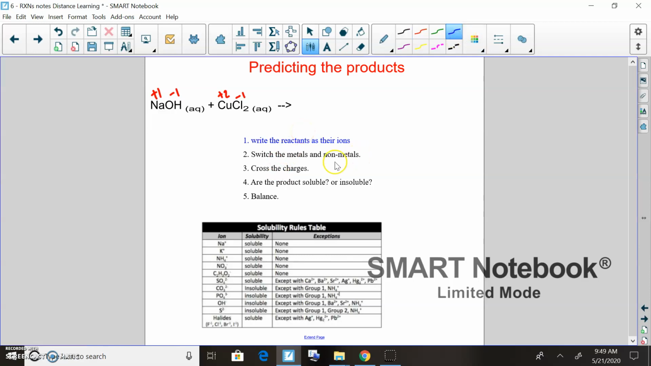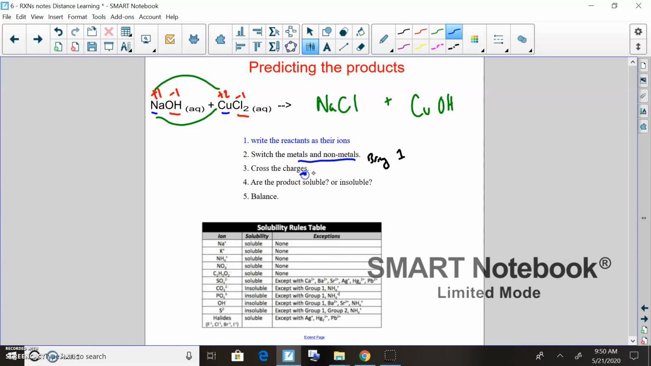The next thing is switch the metals and non-metals. So these are the metals. These are the non-metals. Next, I'm going to switch them, and the rule is bring one of everything. I don't want to bring this 2, we'll explain that in a minute, but I'm just going to write Na and then Cl, so I switched the positives. Na goes to Cl, don't bring that subscript 2, we don't want to bring subscripts over, and then CuOH. So I switched the positive, CuOH.